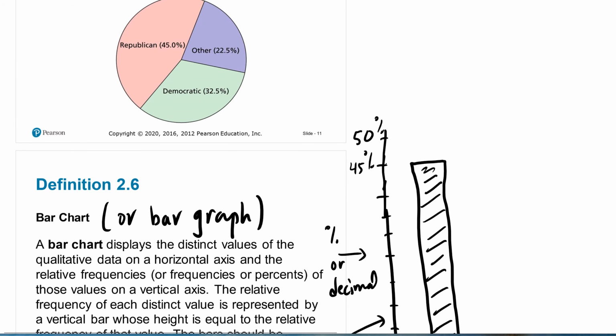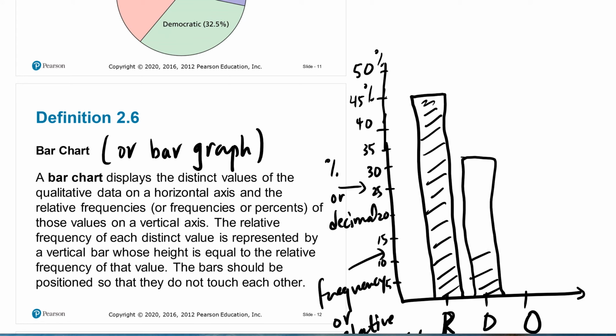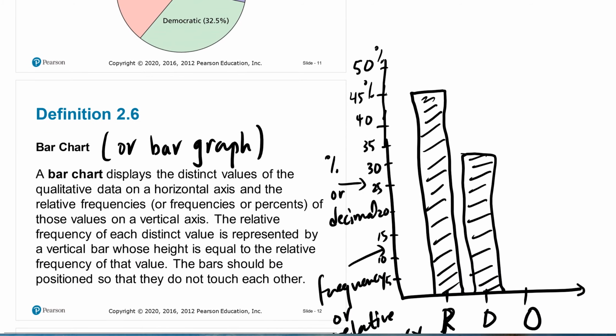For D, Democratic, 32. So you want to label these 5, 10, 15, 20, 25, 30, 35, 40. So 32.5 is going to go somewhere around here. Make sure the bars have the same width. The bars should have the same width and they don't touch each other, so there's a space between them. And for O, for others, it was 22.5. So this is 20, so maybe somewhere here. It doesn't have to be exactly perfect, but this is called the bar graph.